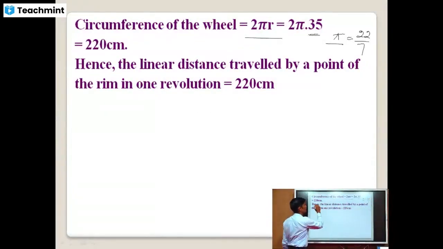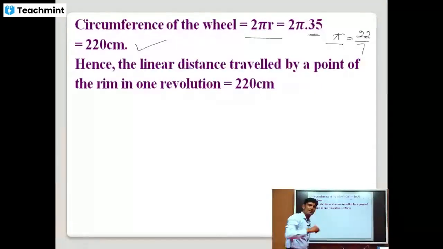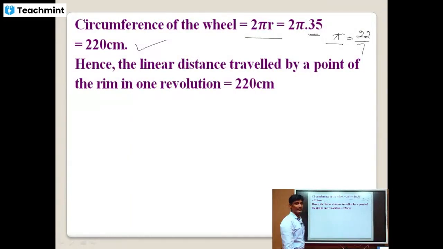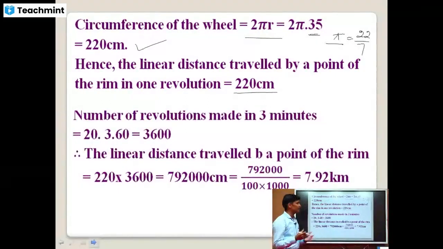Substituting, 2 into 22 by 7 into 35, which is equal to 220 centimeter. That is the circumference of the wheel. That is the distance covered in one rotation. Hence the linear distance traveled by a point of the rim in one revolution, that is, in one round, is a distance of 220 centimeter. Number of revolutions made in 3 minutes, how many rotations happen in 3 minutes, is equal to 20 into 3 into 60, that is equal to 3600.